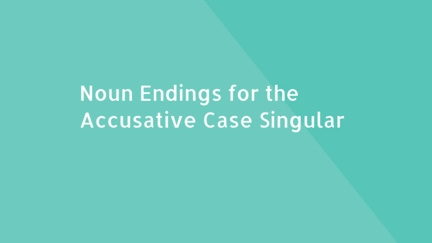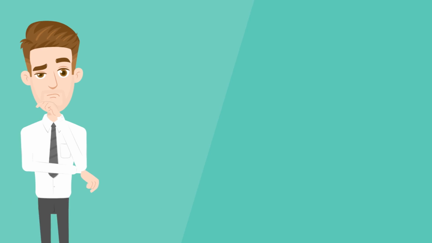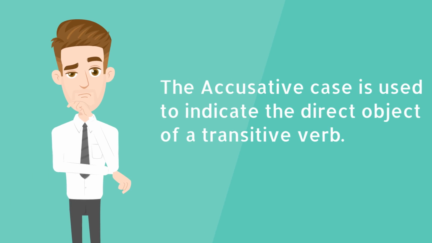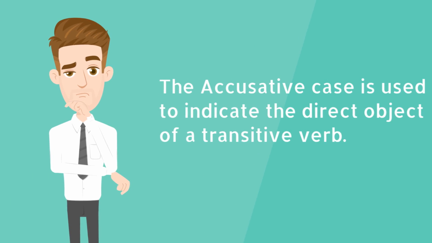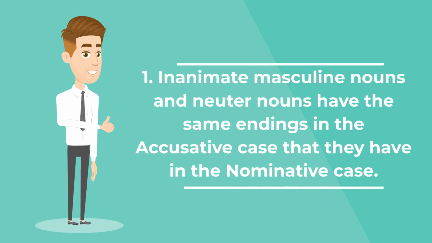Noun endings for the accusative case singular. The accusative case is used to indicate the direct object of a transitive verb. Inanimate masculine nouns and neuter nouns have the same endings in the accusative case that they have in the nominative case.